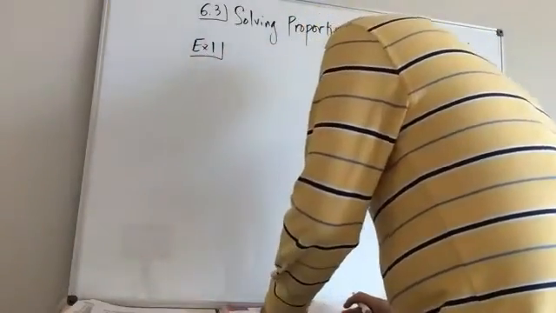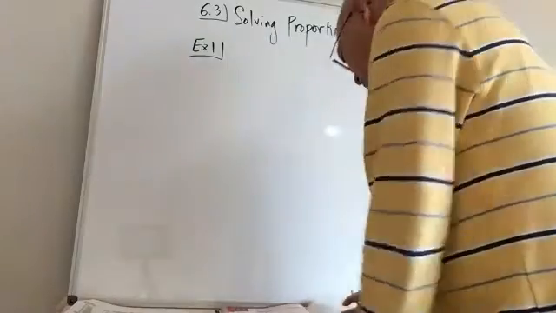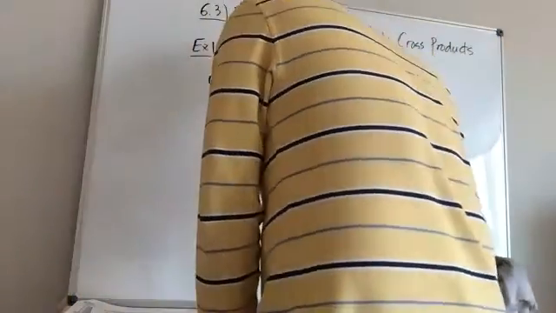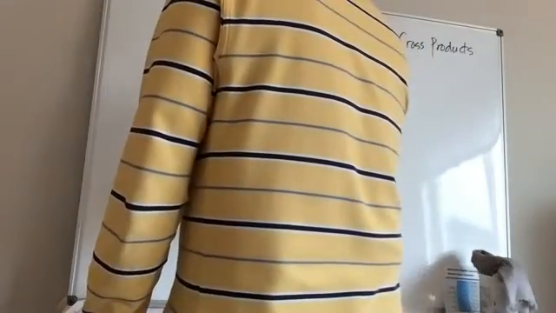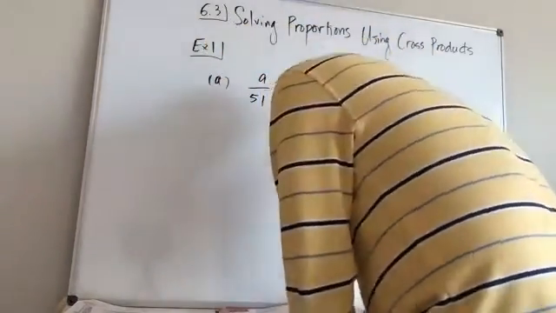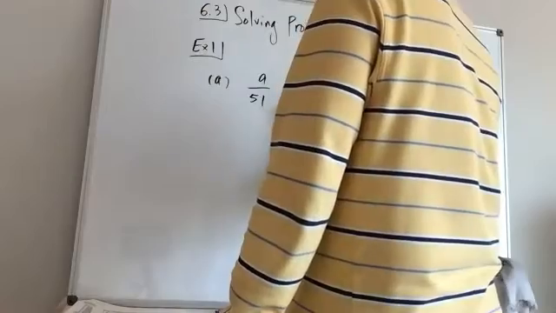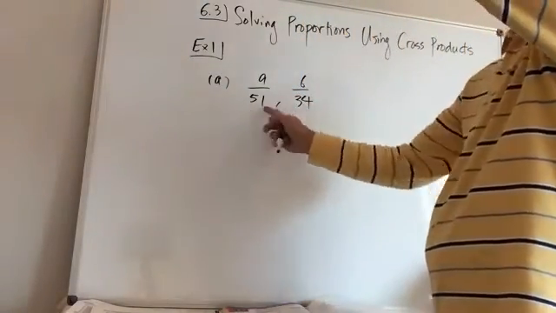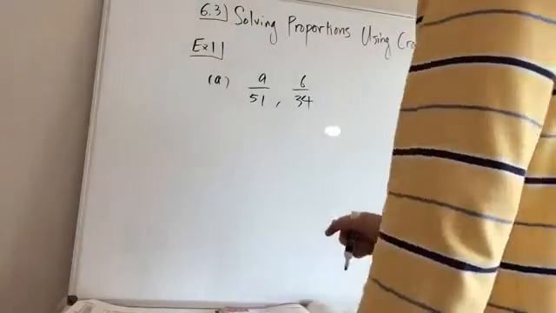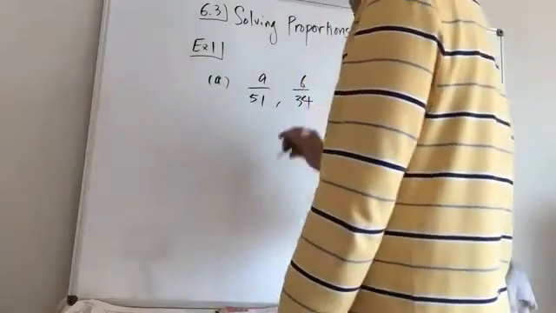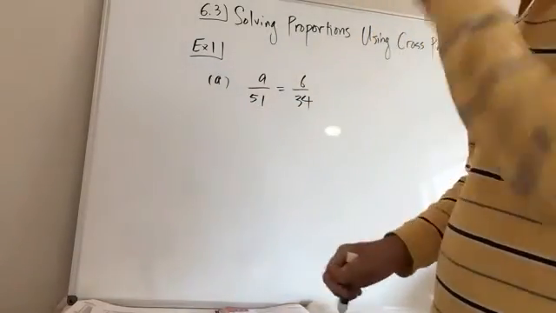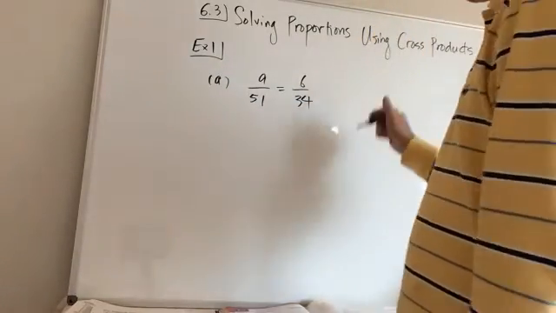If we go to example number one, we have: tell whether the ratios form a proportion. So we have two ratios here. We have 9/51 and we have 6/34. So the question is whether or not these two form a proportion, okay? If they do form a proportion, you can set them equal to each other and their cross products would be the same, okay? So let's verify this.